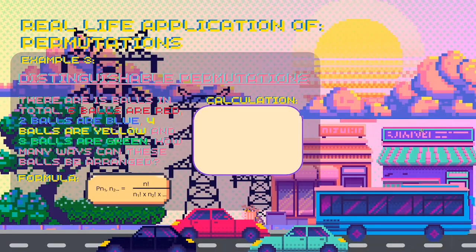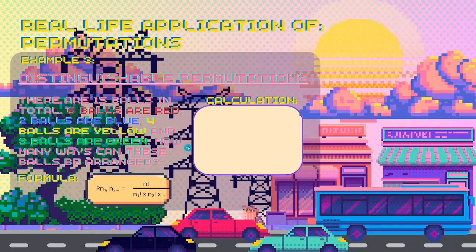Now for the third example, there are 15 balls in total. 6 balls are red, 2 balls are blue, 4 balls are yellow, and 3 balls are green. How many ways can these balls be arranged? As you can see, we have 4 different colored balls among the 15 balls that we have. So we will have to use this permutation formula, which is P(n1, n2, and so on) equals n factorial over n1 factorial times n2 factorial and so on.